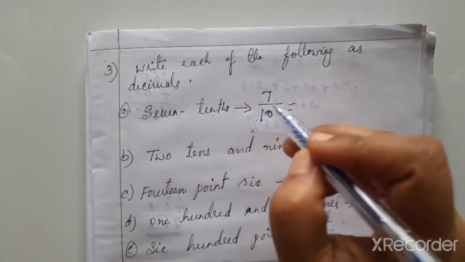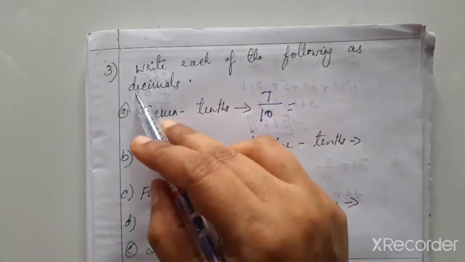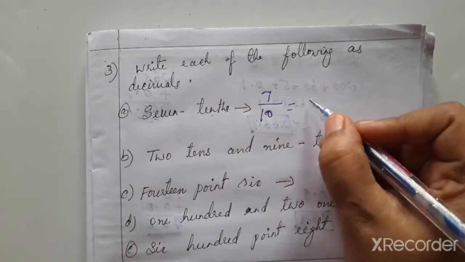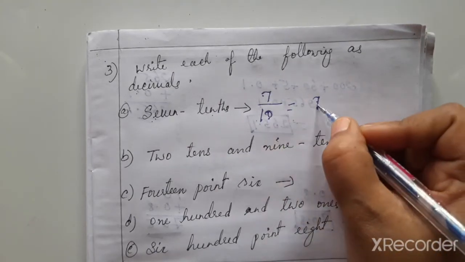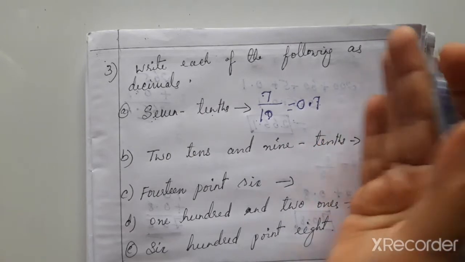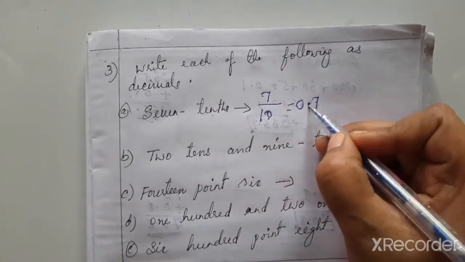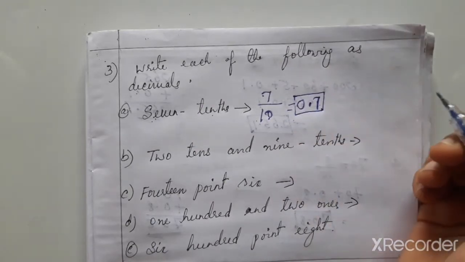So this will come after the decimal point, the first one. Now we have to convert it into a decimal. This is a fraction, so write 7 as it is, write the numerator as it is. Only 10 means after one number, from the right side we are saying, after the decimal point only one number. So the answer is 0.7. Okay.